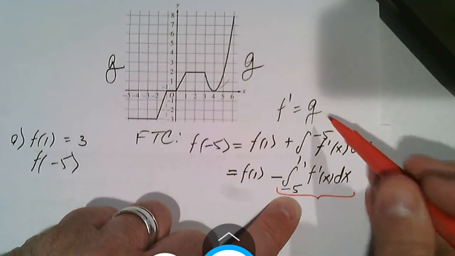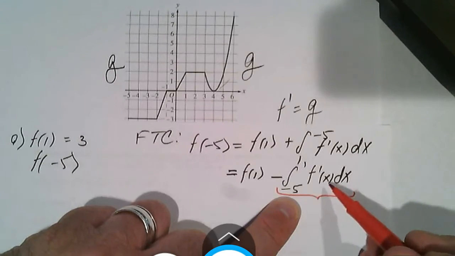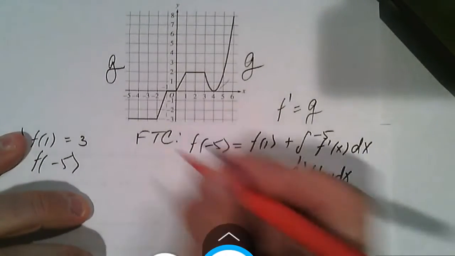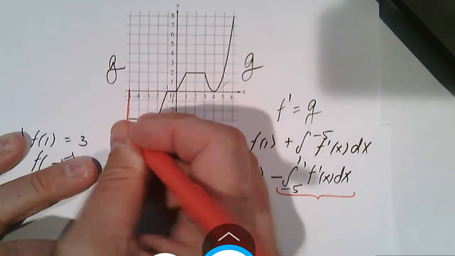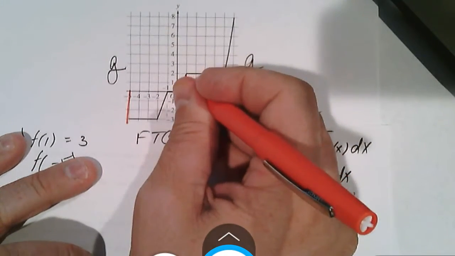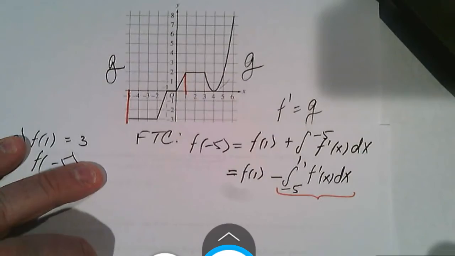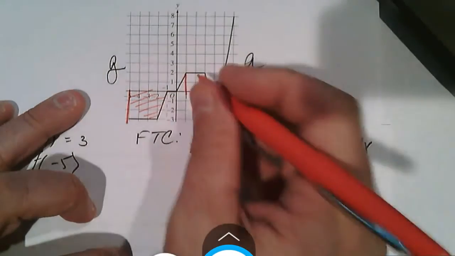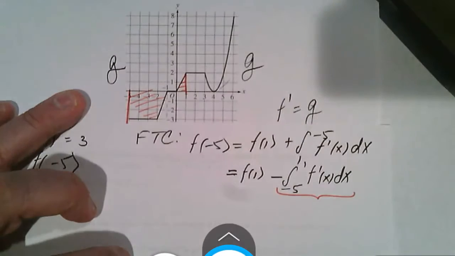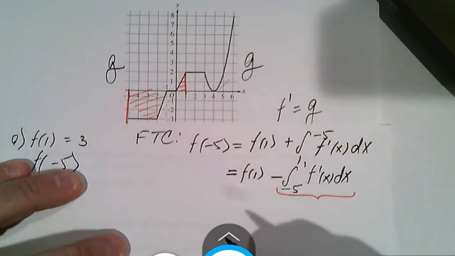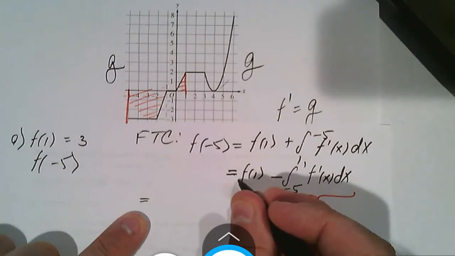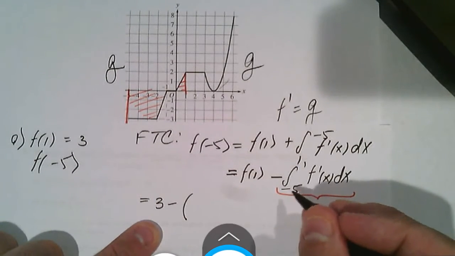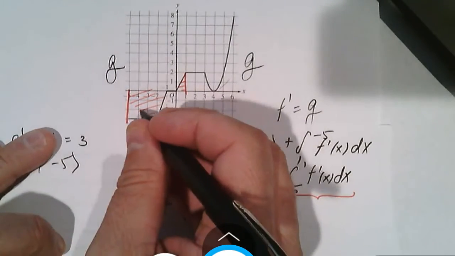So all I need to do is find the area bounded by the graph of f prime from -5 to 1 and the x-axis. So here's -5. Here's +1. I need to find that area. I see that I'm going to have some negative area, because we're below the x-axis. And I see that I have some positive area above the x-axis. So let's put this all together. F of 1 is 3 minus the area from -5 to 1. Well, what do I see here?